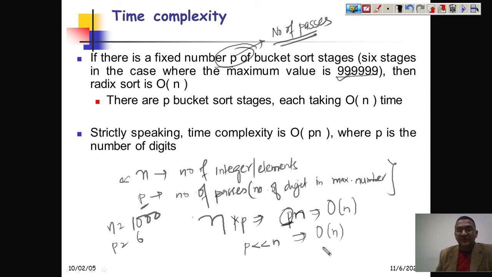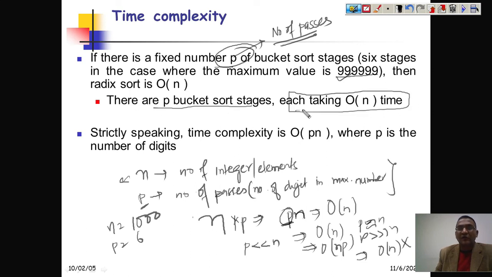But in the real sense, the running time also includes the effect of p. If p is equal to n, or p is very much larger than n, then the claim that the time complexity of Radix sort is big O of n will not be true. So we can say that if we have p bucket sort stages, then it will take big O of n time, and that's what we are claiming. But very strictly, it should be big O of pn.